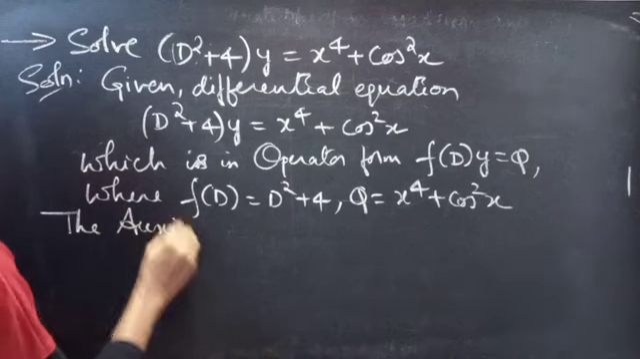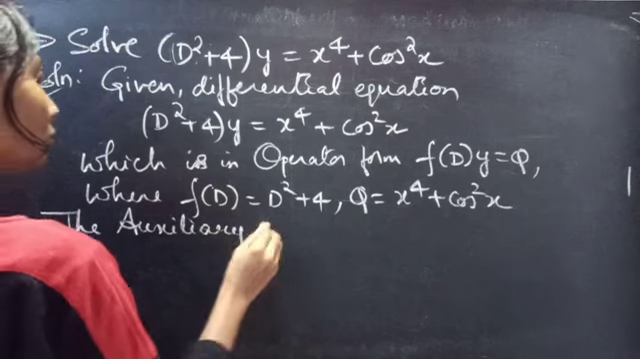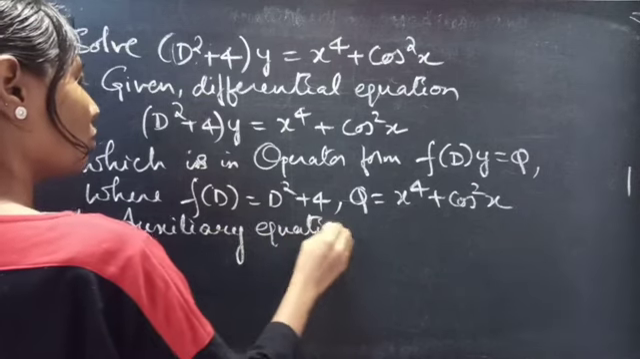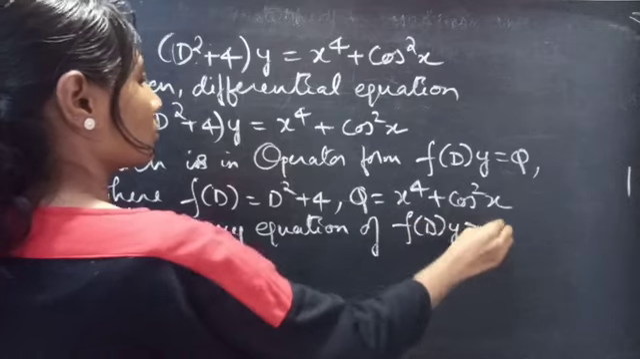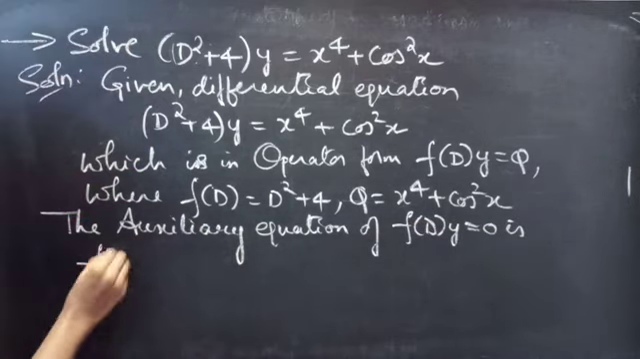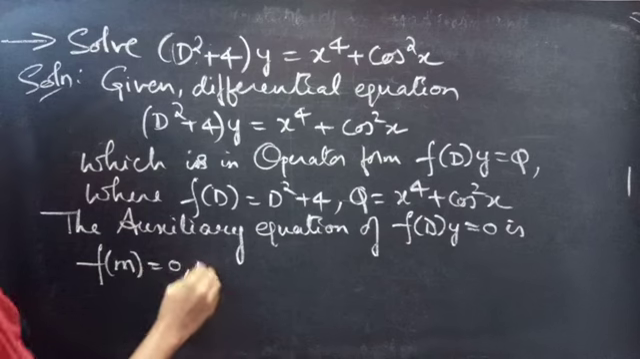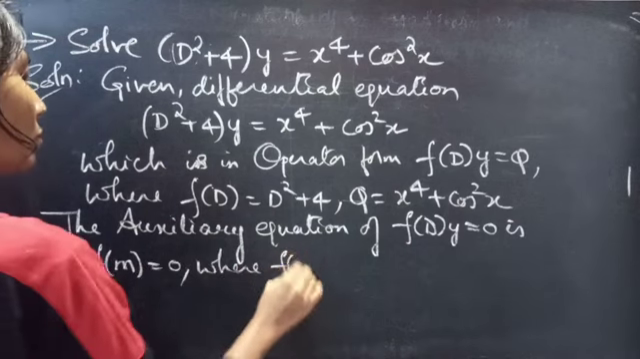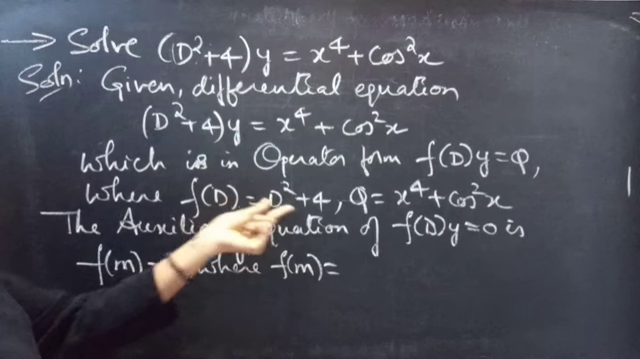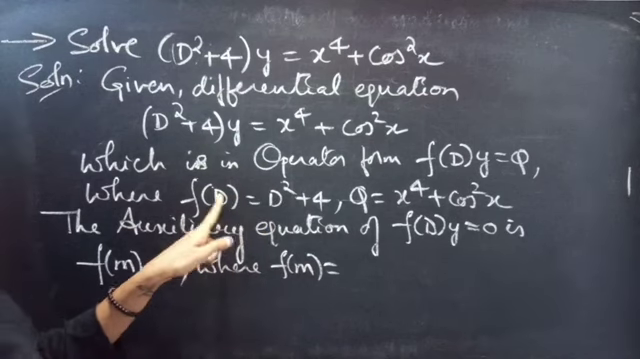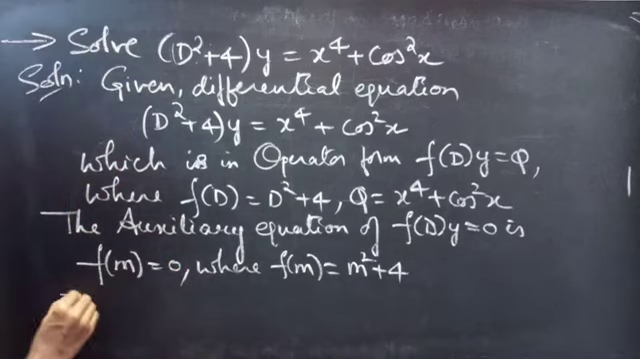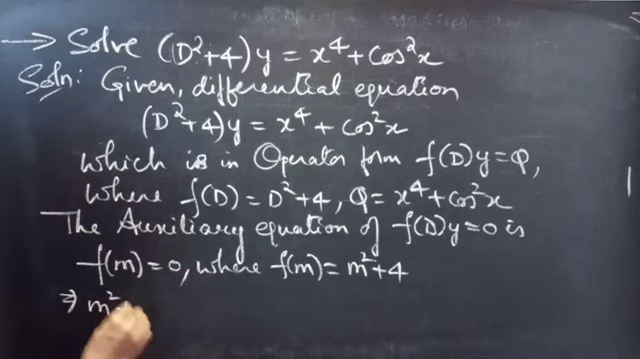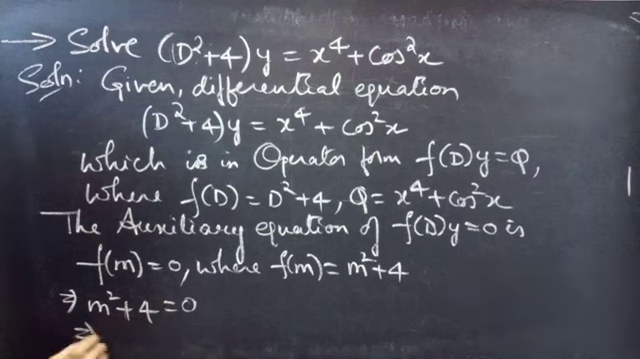The auxiliary equation of the homogeneous equation is F of m equals 0, where F of D is D squared plus 4. Let's replace the differential operator by m, so that we'll get F of m equals m square plus 4. Now our auxiliary equation becomes m square plus 4 equals 0. Right? Now let's find roots.